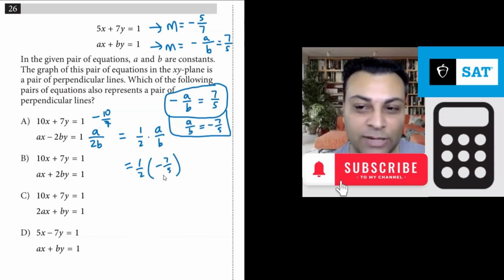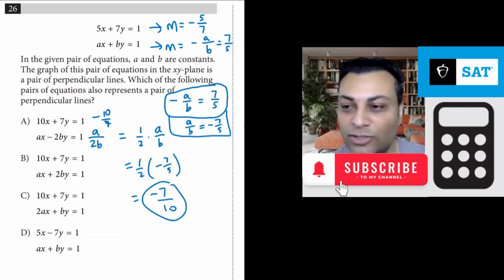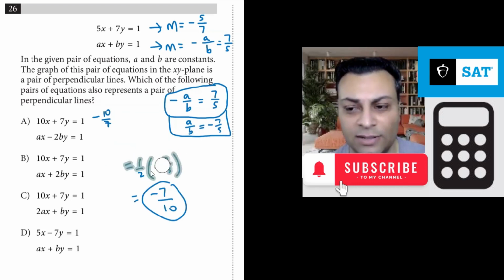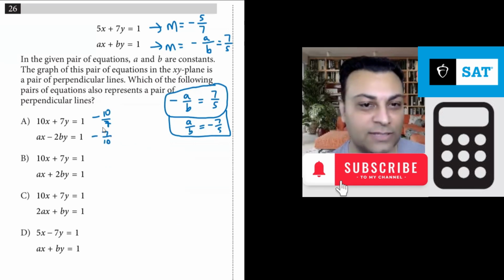So you get 1/2 times a over b, which is negative 7/5. You can probably stop right here because both slopes are negative, so they're not perpendicular. You can multiply the tops, you get -7/10. Okay, -10/7, -7/10. Those are not opposite reciprocals because they're both negative. They have to be opposite signs. So this is -7/10. It's the reciprocal, but not the opposite signed reciprocal. So these two lines are not perpendicular. They're both negative slopes.